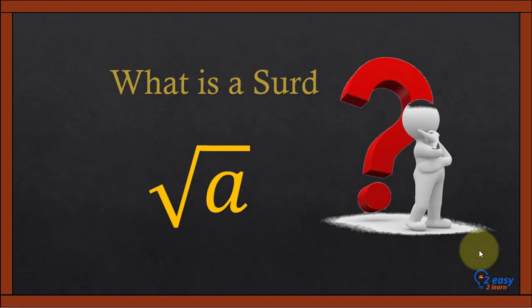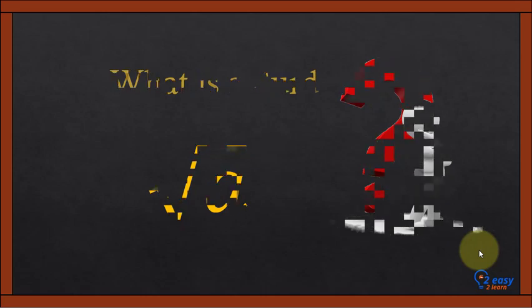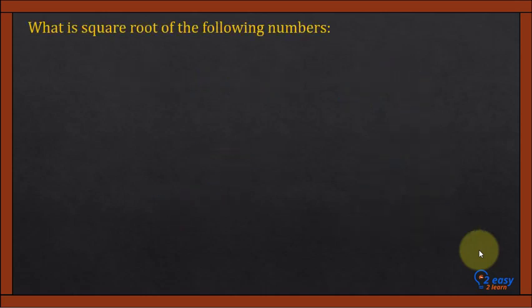What is a surd? To understand this concept, let's discuss a few examples. What is the square root of the following numbers? Square root of 4. What do you think? What should be the square root of 4? Think. It is 2. 2 is an integer.